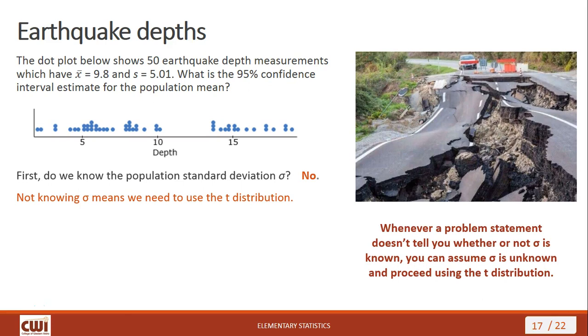So whenever a problem statement does not tell you whether or not sigma is known, just go ahead and assume that it's unknown and proceed to use the t-distribution for calculating the margin of error. Now, we can go old school and run through the table again, but I think it's much easier to use StatCrunch. So let me show you how this is done.